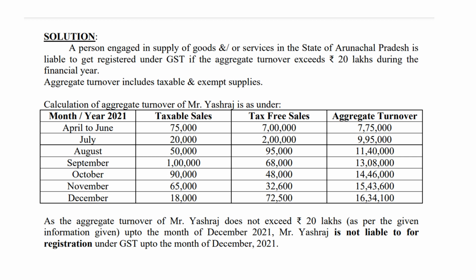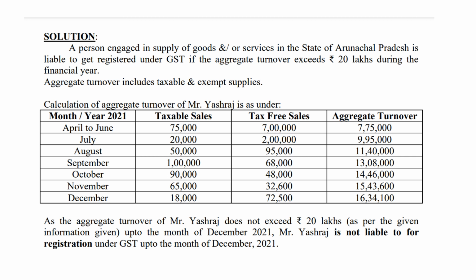In the months of April to June, he has taxable supply of 75,000 and tax-free sales of 7 lakhs. When we add the taxable sales and tax-free sales, we get the aggregate turnover for April to June as 7 lakh 75,000. Then in July, we have taxable sales 20,000, tax-free sales 2 lakh, and you have to add the aggregate turnover for April to June, which is 7 lakh 75,000. So adding 20,000 plus 2 lakhs plus 7 lakh 75,000, you get 9 lakh 95,000.